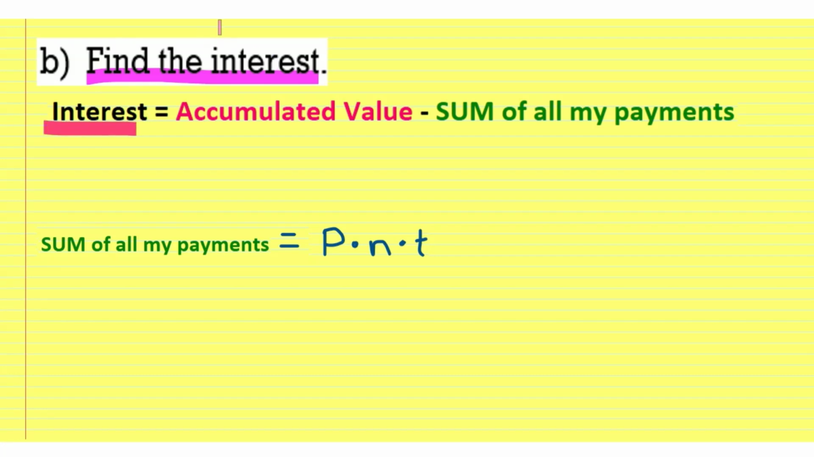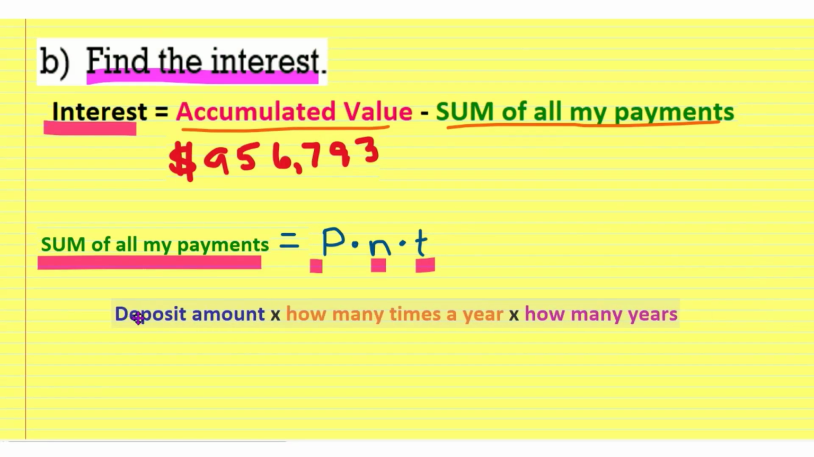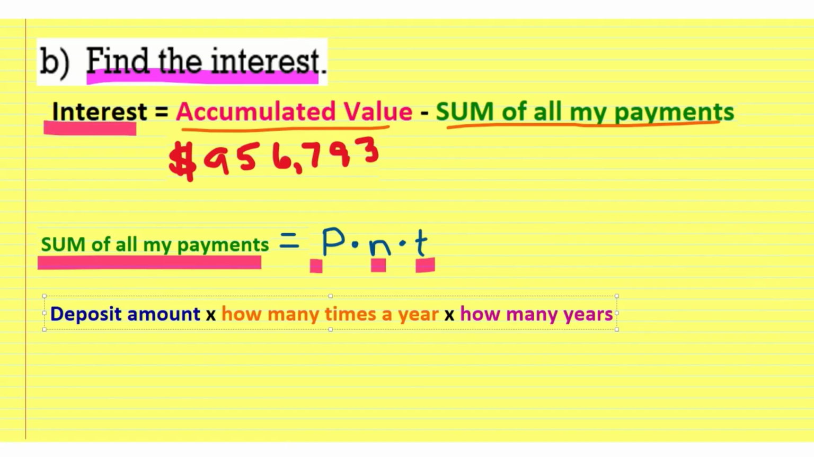Part B wants us to find the interest that accrued on the scholarship fund. We find the interest by taking the accumulated value and subtracting the sum of all of the payments. We determined in Part A that the accumulated value of the scholarship fund was $956,793. We are going to find the sum of all of our payments by multiplying the P times the N times the T. And again, P is the deposit amount. Well, the college deposited $15,000 and they did this on a quarterly basis.